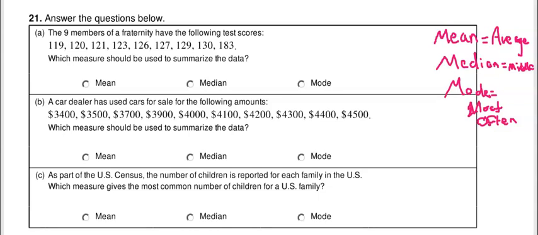Okay, on the fourth section here, we have mean, median, and mode. So you guys are going to want to jot this down. The mean is the average. So you add up all the numbers and divide by the number of numbers.